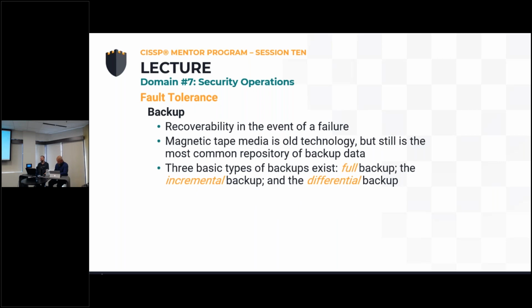So backups, you'll need to know the different types of backups. Recoverability in the event of a failure. So if something goes down, we lose data, how do we recover that data? That's what backup is.